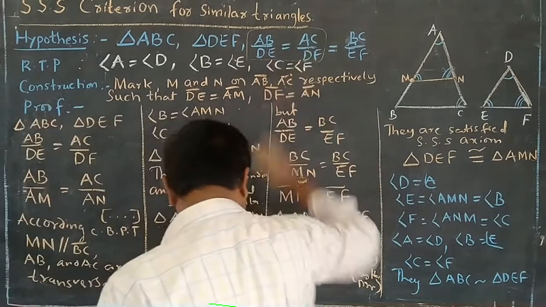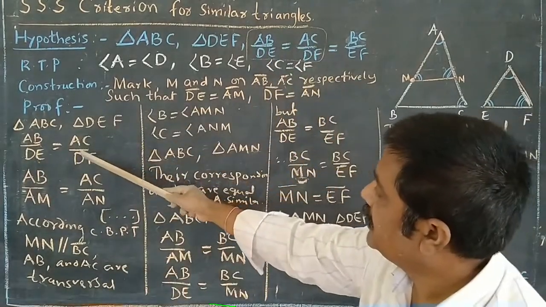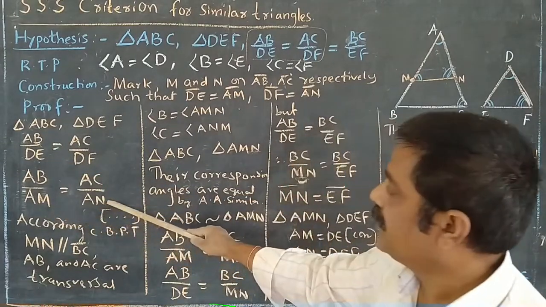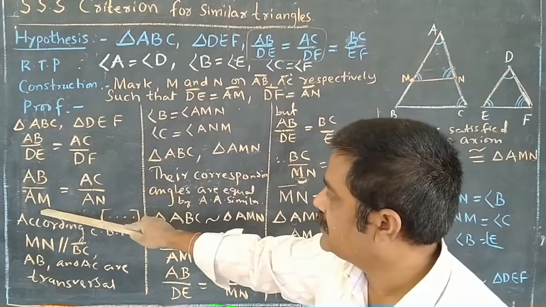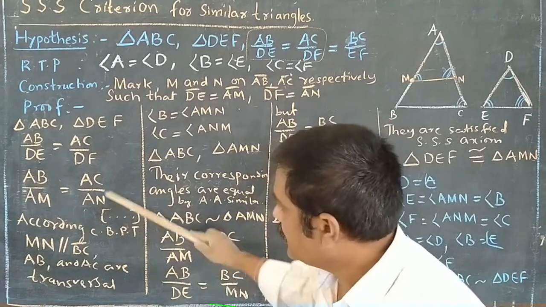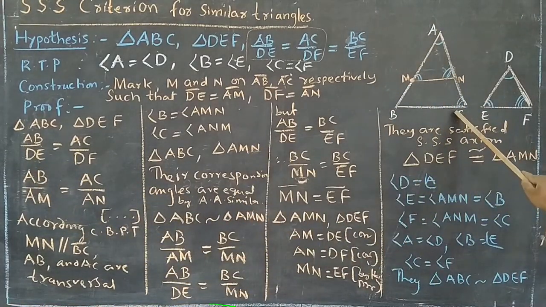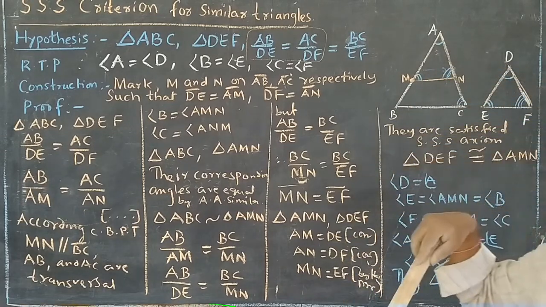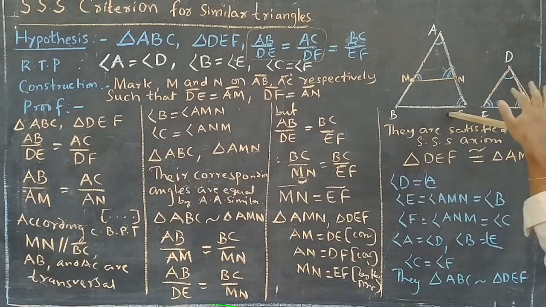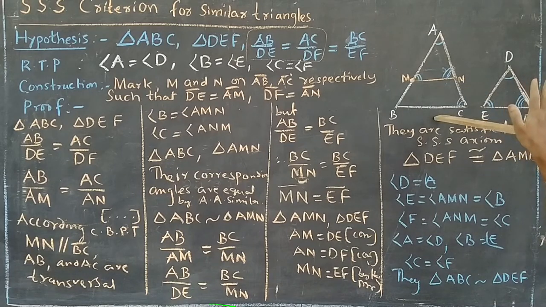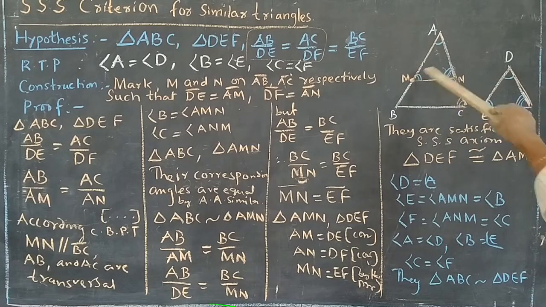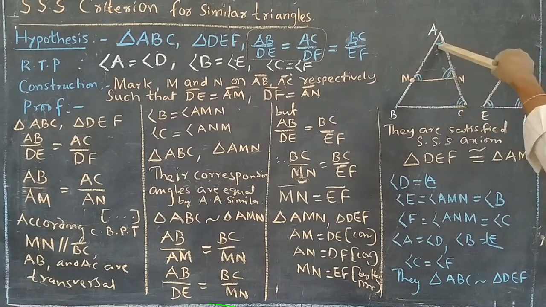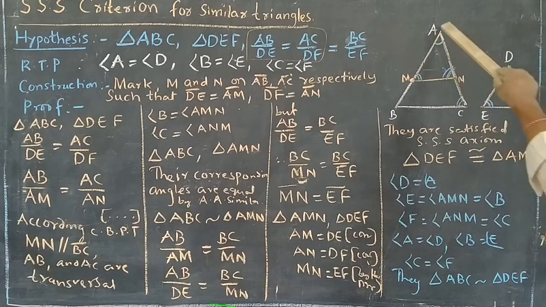First I took these two parts. Instead of these two parts, the construction lengths, I wrote AM and AN. I checked in this triangle. When I compared the parts in this triangle, I got AB by AM is equal to AC by AN. So we understood, according to the converse of the basic proportionality theorem, MN is parallel to BC. When I accepted MN is parallel to BC, these two are the transversal lines, and these two are the corresponding angles. M is equal to B, N is equal to C, and A is the common angle. So these two triangles are similar.